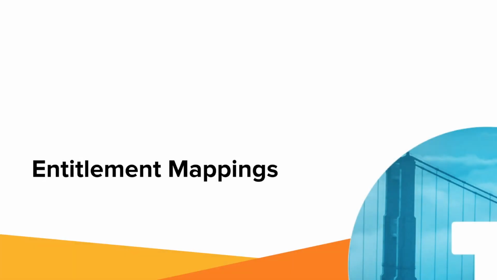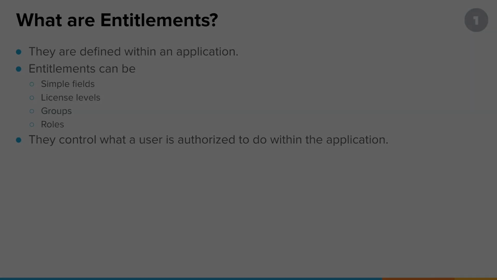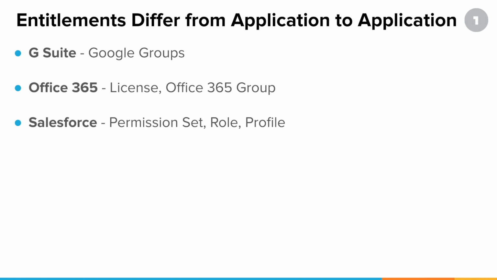Now, entitlement mappings are not the same as the mappings we just looked at. Entitlement mappings are about assigning users basically permissions within an application. Entitlements are defined within the application. Basically, they're a general way of referring to fields or groups, roles, things like that within an application that control what a user is authorized to do when they log into that application. Thus, entitlements will be different for each application. For example, G Suite or Google Workspace has Google Groups, and say Office 365 has Office 365 groups and even license codes that need to be assigned to users. And Salesforce has actually quite a few entitlement fields, such as permission set, profile, and role.